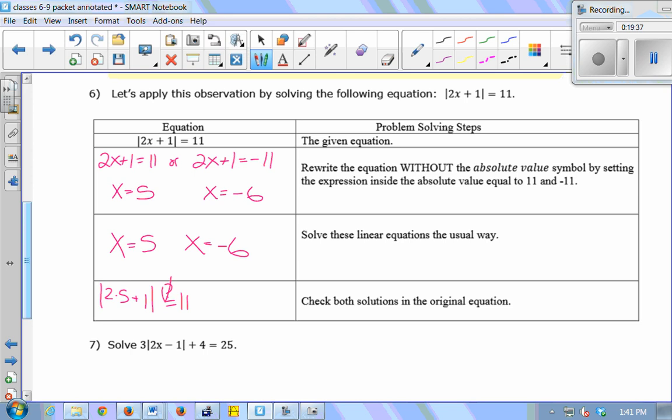And then I'm going to check the negative 6. Do that in another color. So I have 2 times negative 6 plus 1 in absolute value. Does that equal 11? Well, 2 times negative 6 is negative 12. What's negative 12 plus 1? Negative 11. Is the absolute value of negative 11 equal to 11? Yes, then this is true also.